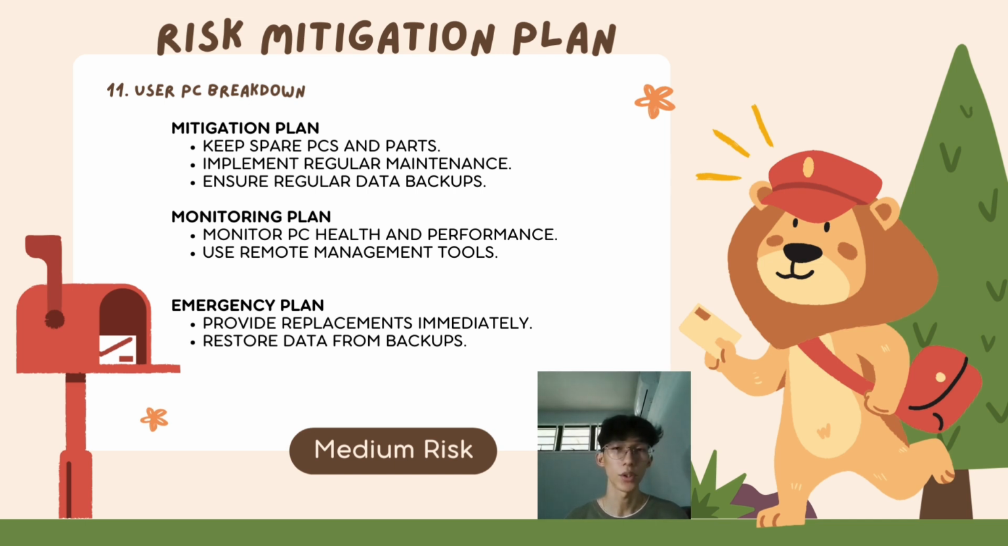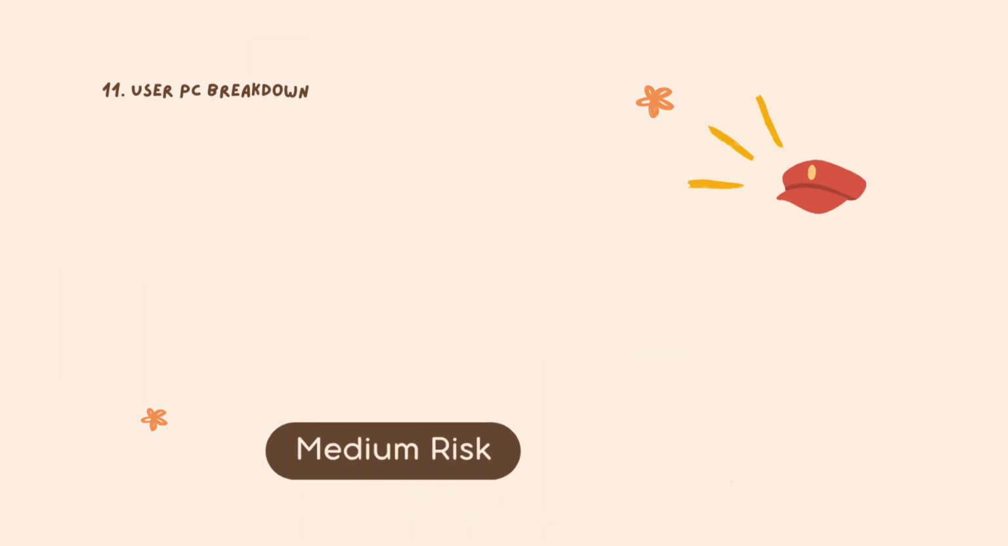For the monitoring plan, continuously monitor the health and performance of user PCs, and also use remote management tools to detect potential issues early, allowing for proactive maintenance and minimizing the risk of unexpected breakdowns. For the emergency response plan, in the event of a PC breakdown, promptly identify the issues and provide a replacement PC or parts as needed to minimize the downtime. And also restore user data from backups to ensure continuity of work and productivity by allowing employees to resume their tasks with minimal disruption.